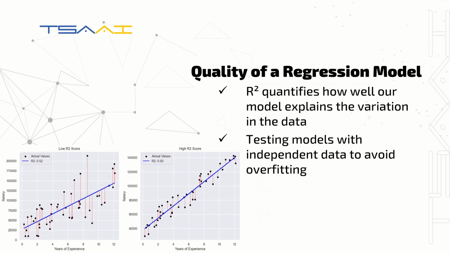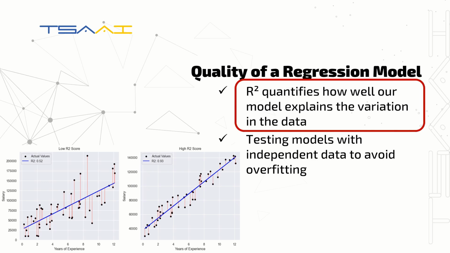Now let's talk about the quality of our regression model. While it is easy to train a regression model, assessing its predictive quality is crucial. We introduce here the coefficient of determination, R², which quantifies how well our model explains the variation in the data. A high R² suggests a good fit, while a low value indicates challenges, either high data variance or a mismatch with a linear model.